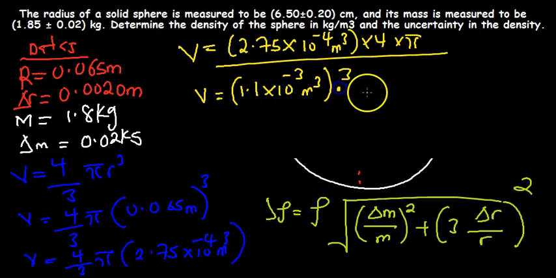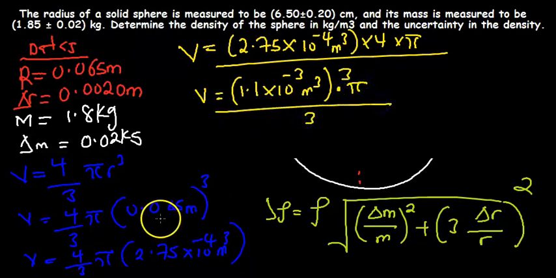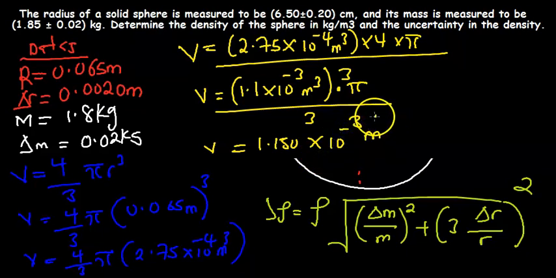Same thing here, we need to multiply that by pi and divide everything by 3. So if you multiply 1.1 exponential negative 3 meter cube by pi, and then divide by 3, this is simply going to be 1.150 exponential negative 3, and our unit here is going to be in meter cube.